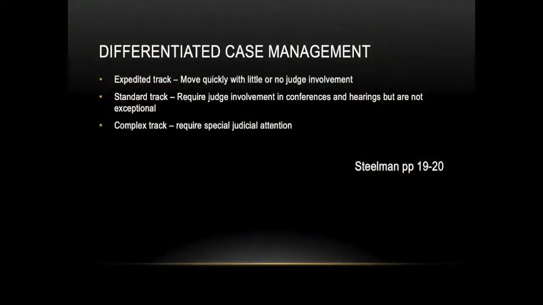If you look at Steelman, he says he has three tracks: the expedited track, the standard track, and the complex track. When you look at the expedited track, cases move quickly and there's very little need for judge involvement. To me, I can draw a connection between that expedited track and that decisional track. I would imagine that if a case is on a decisional track, there's not going to be a lot of need for the judge to get involved at the pre-trial stage.